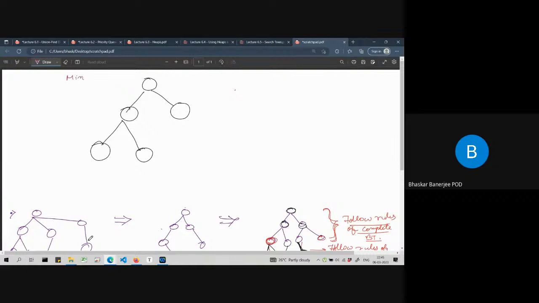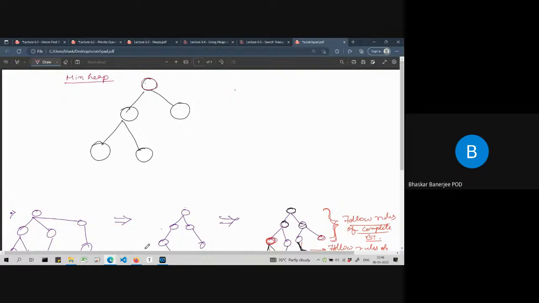Min heap means every parent element would be smaller than its children elements. The heap property says every parent node would be smaller than its children nodes. I don't tell you any condition among the children; among the siblings there is no condition. The only condition is between parent and children. So this is a parent node. I put in this node, let's say, 32.